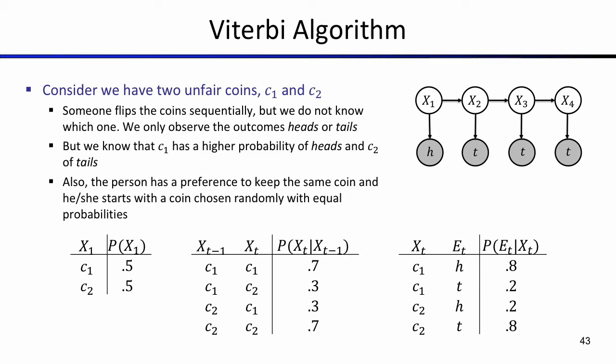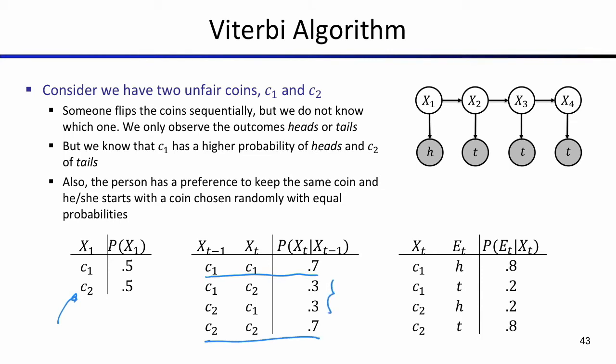We know that C1 has a higher probability of heads and C2 has a higher probability of tails. And the person has a preference to keep the same coin that he or she is going to start with, and the coin is chosen randomly with equal probabilities. So we're going to start like this. The idea is that we start with equal probabilities. As time passes, the person can decide to switch the coin or keep the same one, and has a slight preference to keep the same coin rather than to change the coins, right?